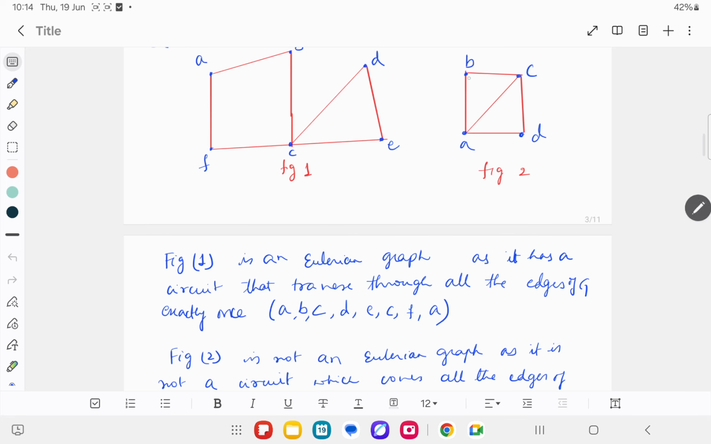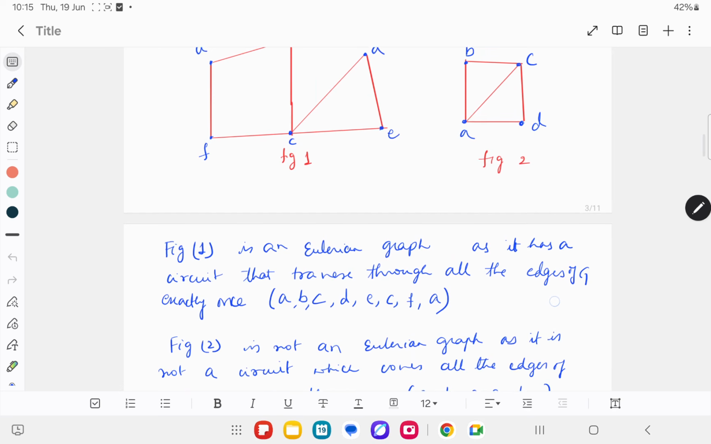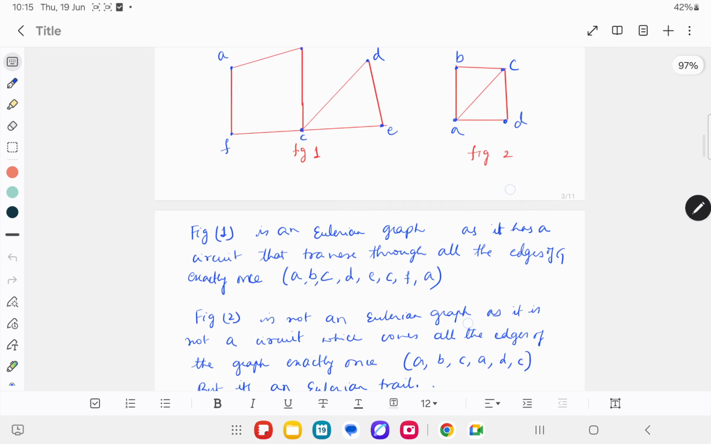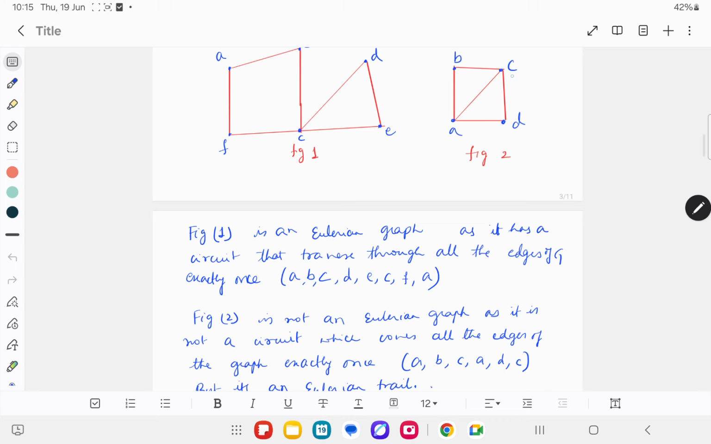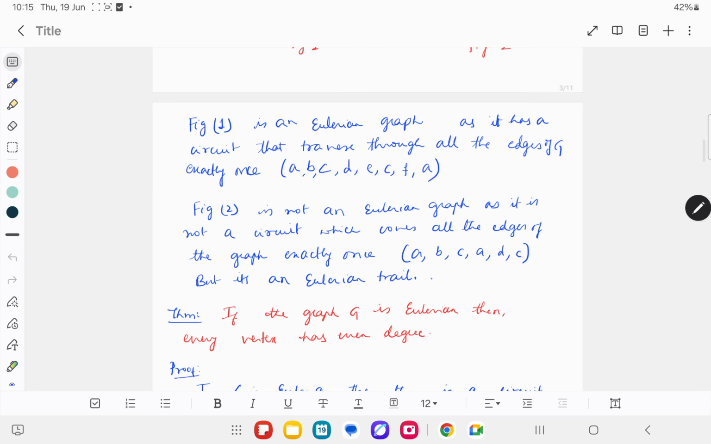Suppose I start from A to C, then A to B, and then to C, again to A, then D, and then C. So we have not covered AB, BC, CA, AD, and DC. We started from A but we are not reaching A without repeating edges. Hence, it is not an Eulerian trail.